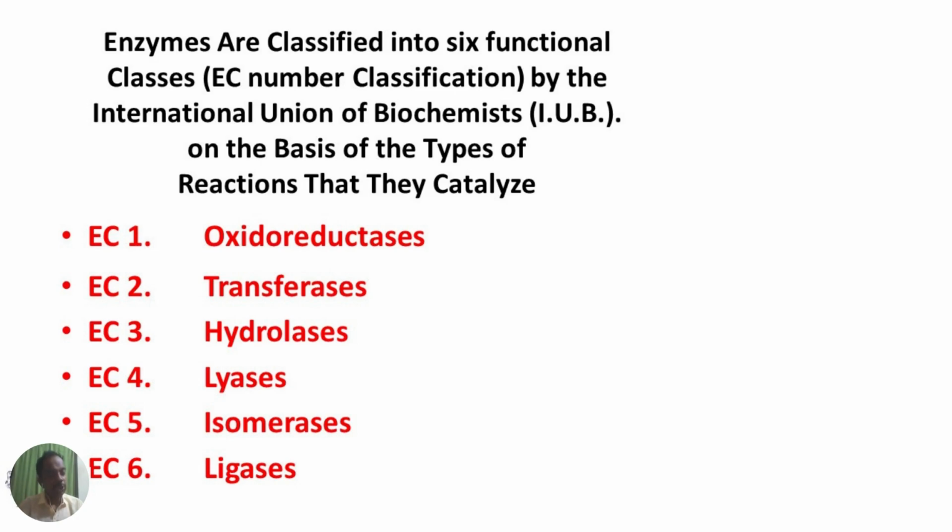The classification of enzymes is based upon the IUB, the International Union of Biochemistry, on the basis of the type of reaction that they catalyze. They are classified into six types: number one, oxidoreductases, then transferases, hydrolases, lyases, isomerases, and ligases.